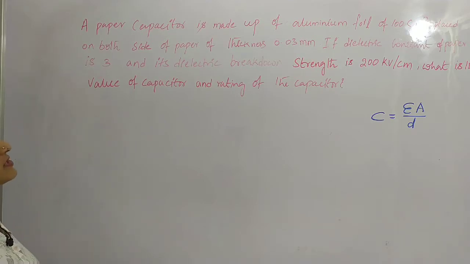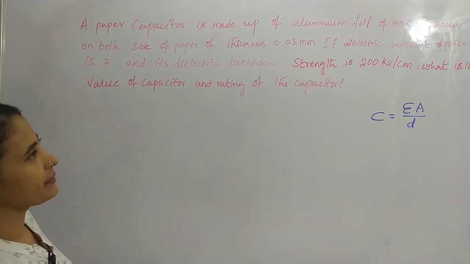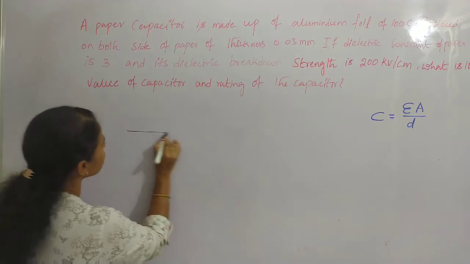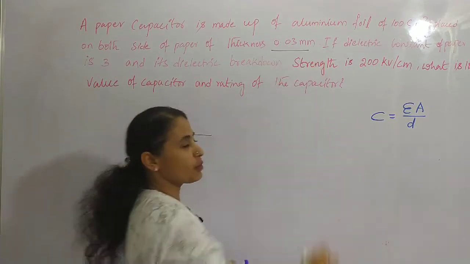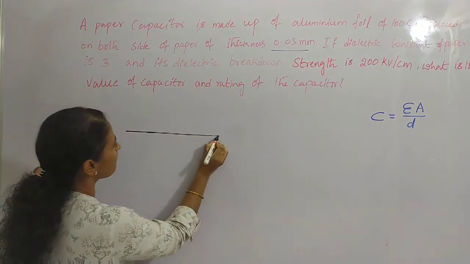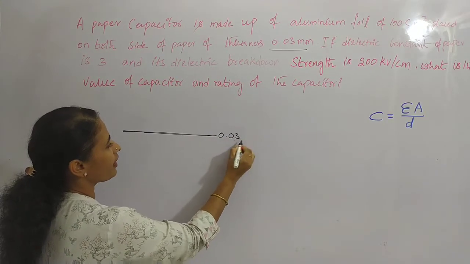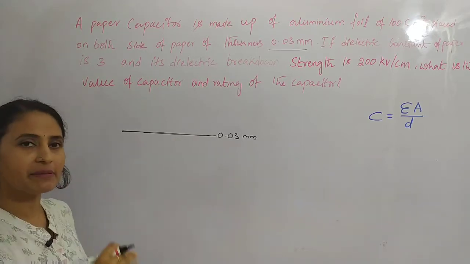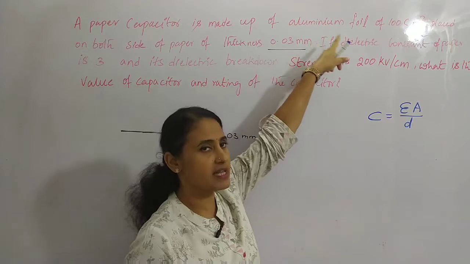A paper capacitor is made up of aluminum foil of 10 centimeter square placed on both sides of a paper. There is one small piece of paper whose thickness is given by 0.03 millimeters. It is the medium between the two aluminum foils. Here is the aluminum foil.